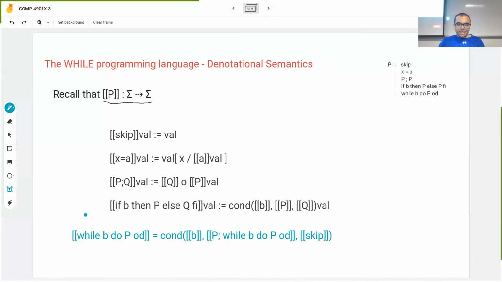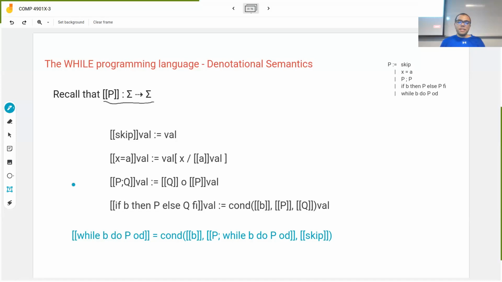Now, the thing that is the hardest is while. Loops are always our biggest problem. If programming languages didn't have loops, everything would be decidable and life would be so much easier. But programming languages do have loops. Okay. So what happens if I want to write a rule for while? Sorry, not a rule. If I want to write an inductive denotational semantics for while.